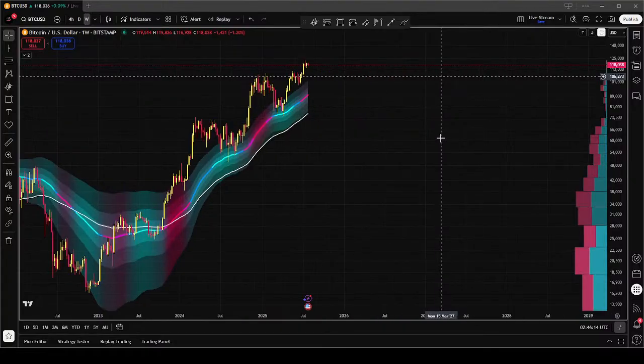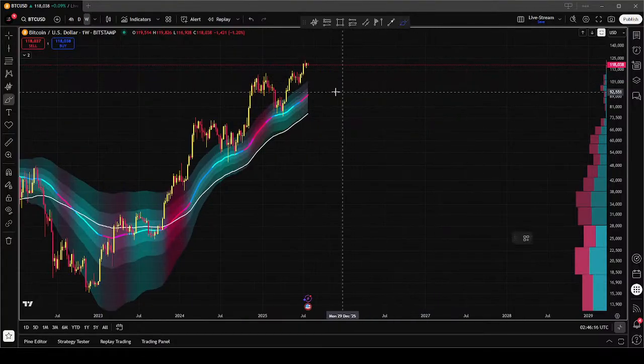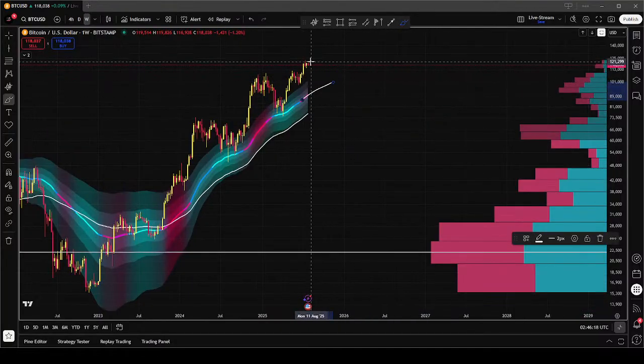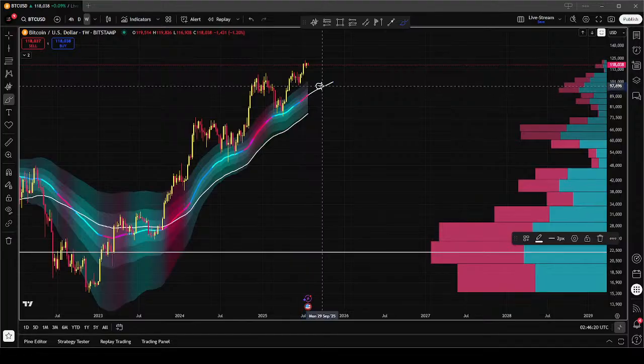So what I'm trying to say here is the next target, of course, for Bitcoin on the weekly basis is going to be the MA55. In this case, right now it is at 90K.